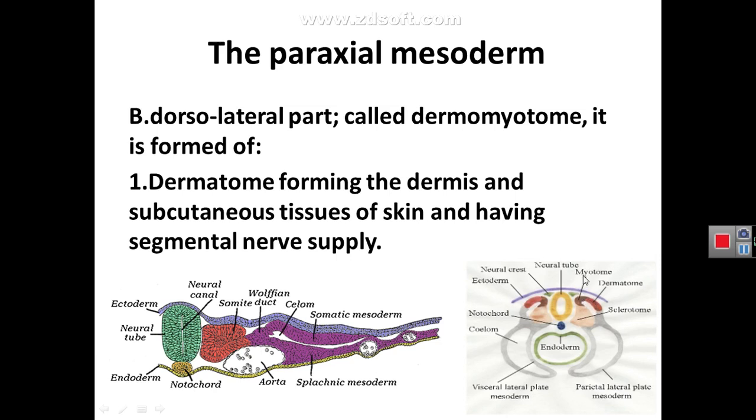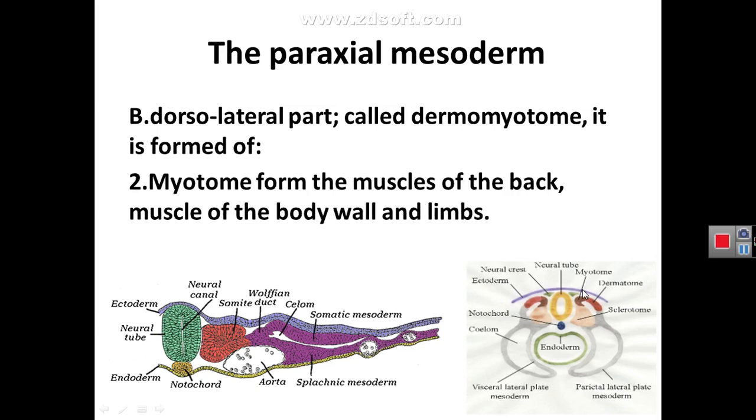The second part, which is the myotome, will form muscles, the skeletal muscles. And actually what will happen later on is that the myotomes will spread, and when these myotomal cells spread, they will reach the limbs, thus forming muscles of the upper limb and lower limb, and they will reach the trunk, thus forming muscles of the trunk, muscles of the body wall.